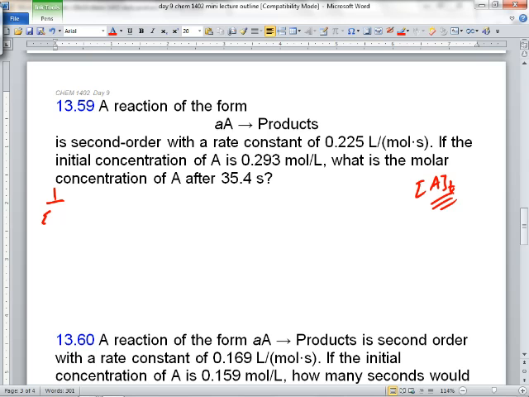1 over the concentration of A at time t equals 1 over the concentration of A at time 0 plus kt. Okay. Now, we're solving for A at time t, so let's leave it alone. They had to tell us everything else. What's the k? 0.225. And we need to know the t. What are we going to plug in for the t?